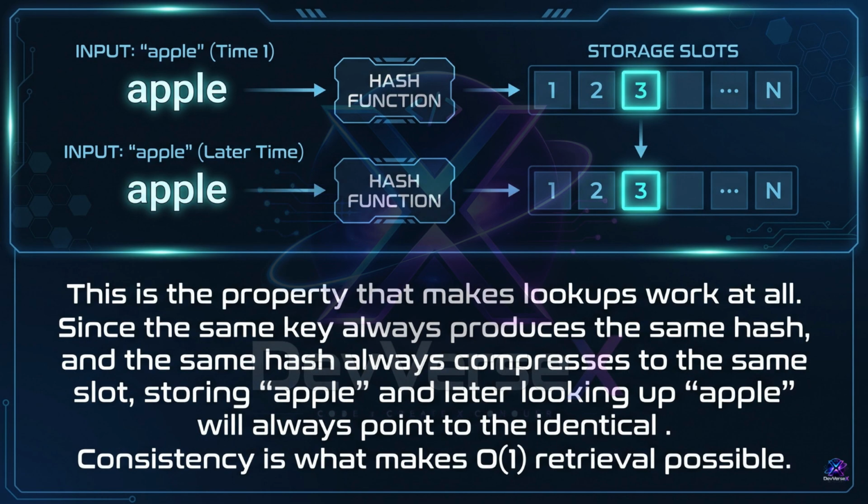This is the property that makes lookups work at all. Since the same key always produces the same hash, and the same hash always compresses to the same slot, storing apple and later looking up apple will always point to the identical location. Consistency is what makes O(1) retrieval possible.